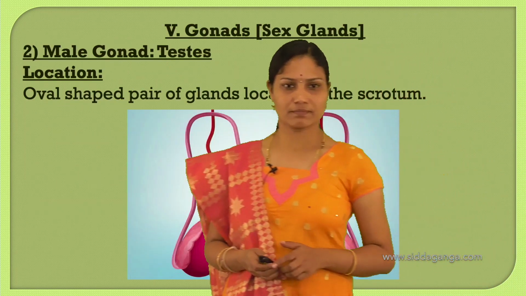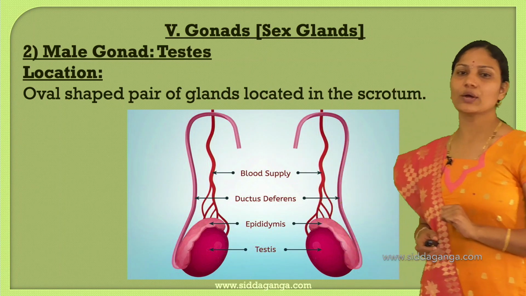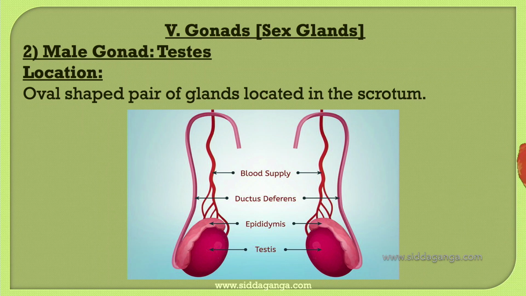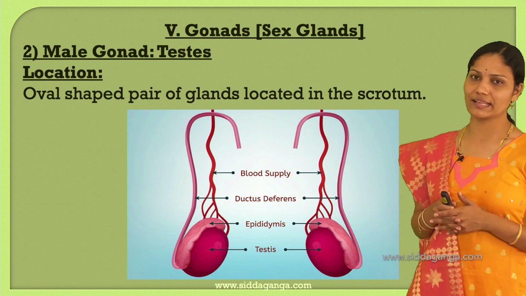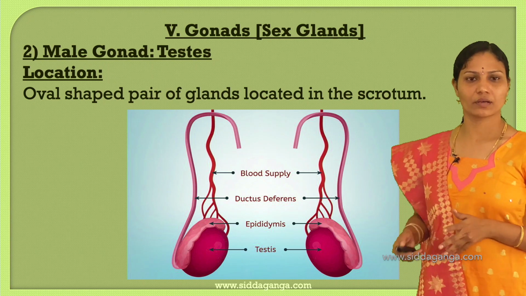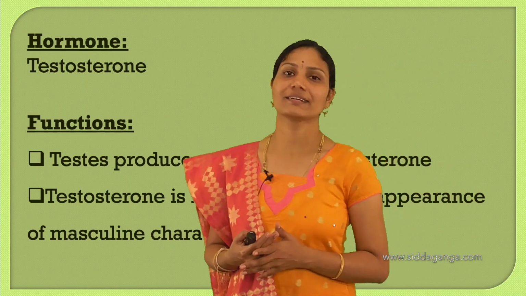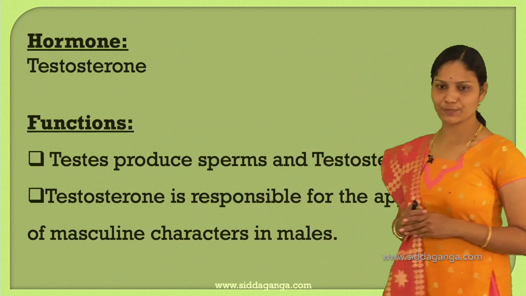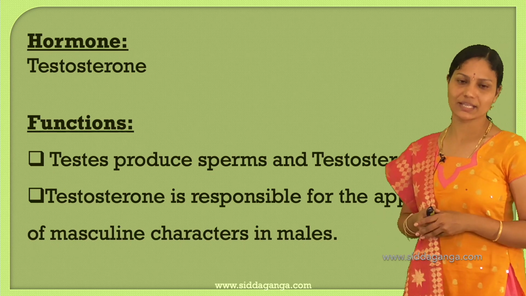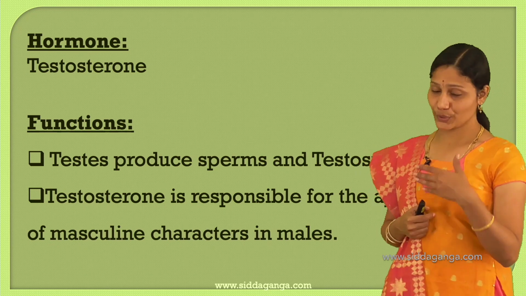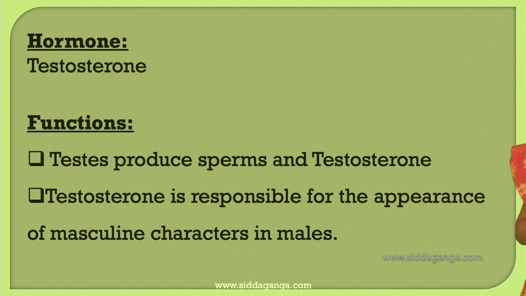Now let's understand the male gonad, the testes or testicles. These are the oval shaped pair of glands located in the scrotum, that is the pelvic region again. It is located in the scrotum. So the hormone produced by testes is testosterone. If I had to quote the function of testes, they produce sperms and a hormone called testosterone.